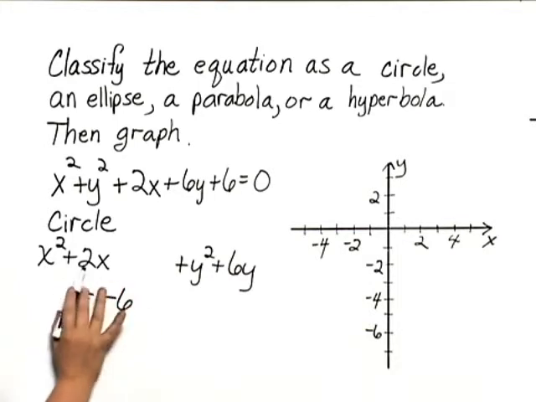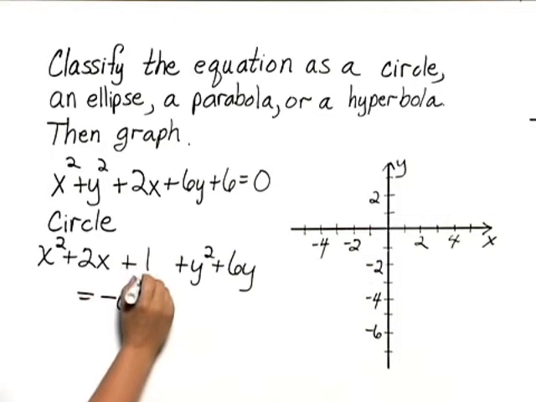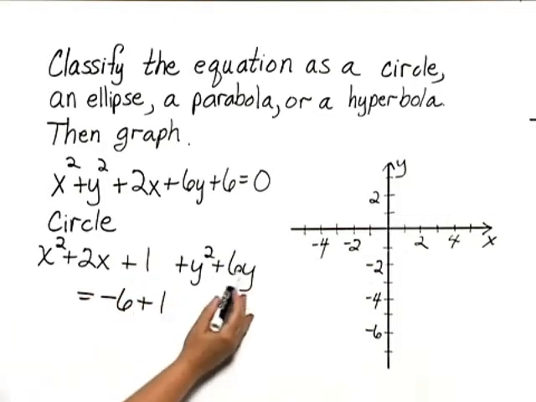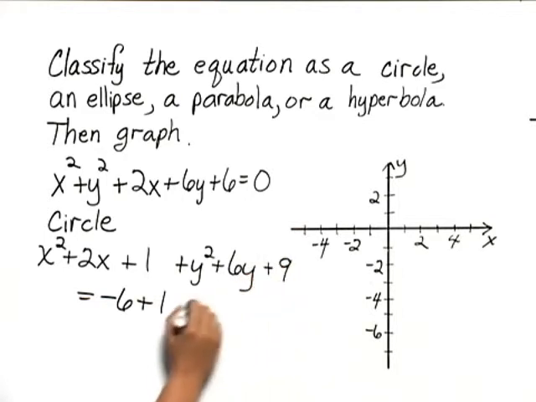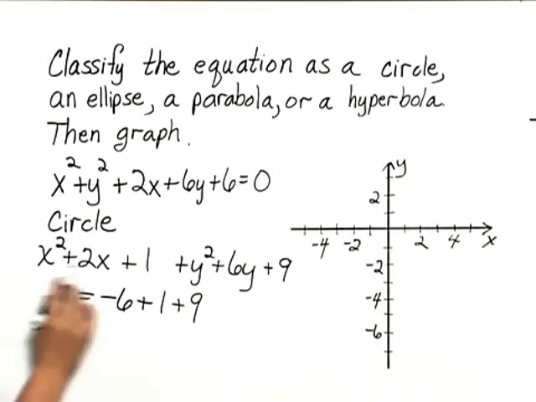To complete the square here, we take half of 2, which is 1, and square it and get 1, and add that to both sides of the equation. To complete the square here, we take half of 6 and square it, which is 9, and add that to both sides of the equation. And now we can factor.